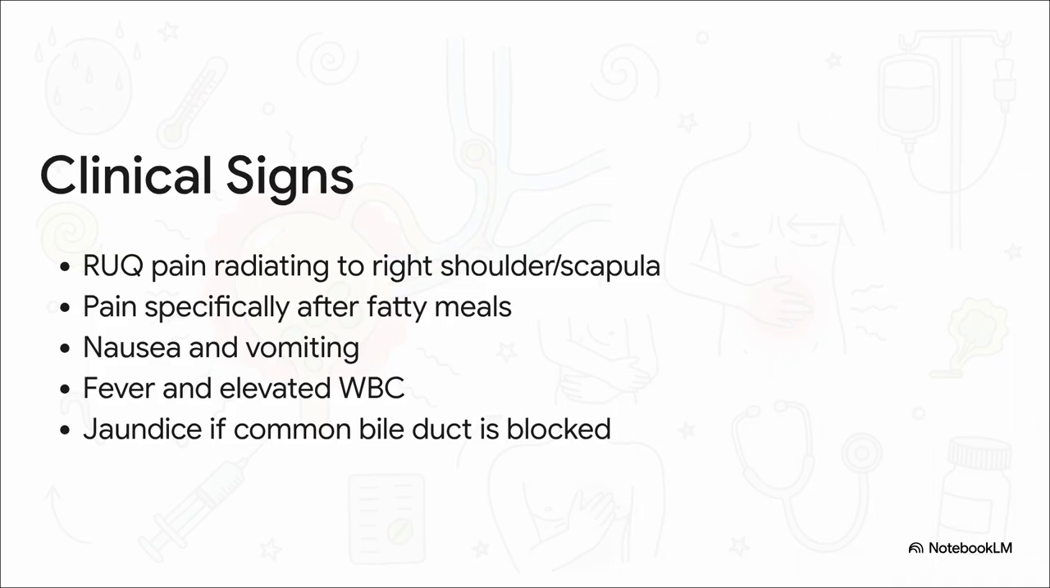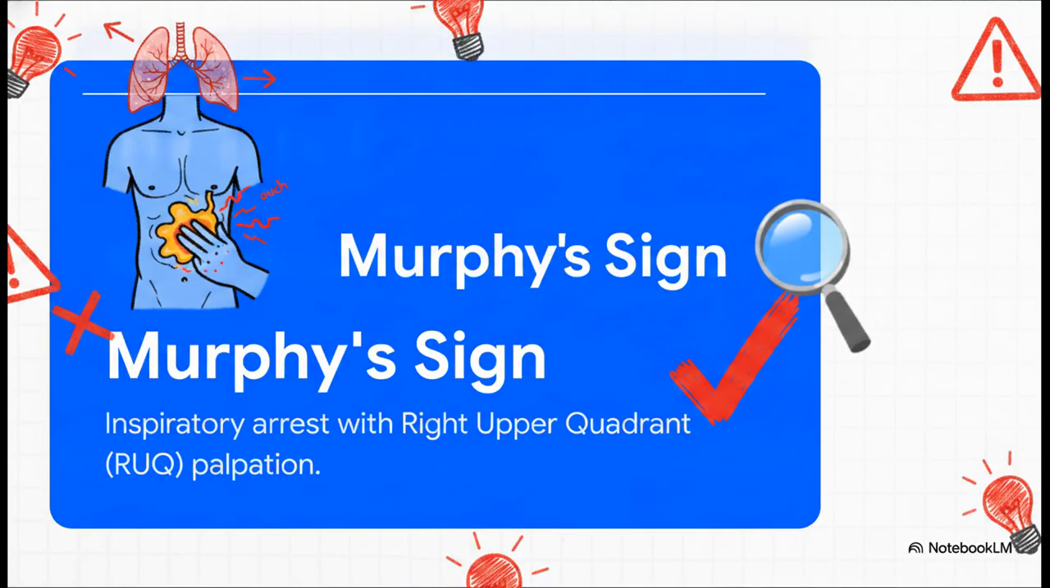Oh, and note this carefully. If that stone happens to travel and blocks the common bile duct, that's exactly when you're going to see jaundice appear. Now, pay close attention because this right here is a massive NCLEX trap, Murphy's sign.